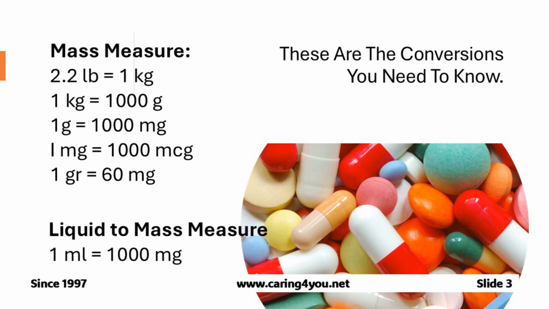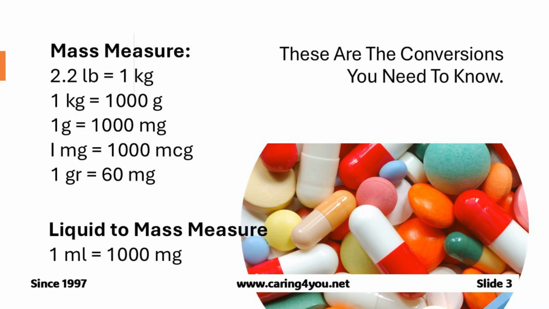And there is only one liquid to mass measurement that I want to point out because it causes the most med errors. And that is that 1 milliliter equals 1,000 milligrams. This is the only liquid to mass measurement I want you to memorize. Usually you can figure out your liquid to mass measurement by looking at the label and doing a 2-step conversion. But just remember that 1 milliliter equals 1,000 milligrams.